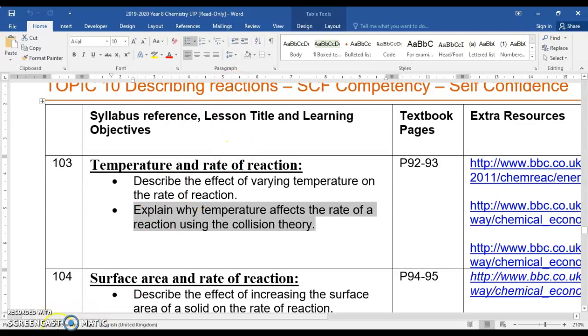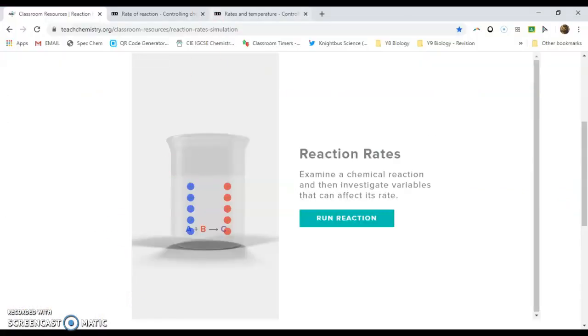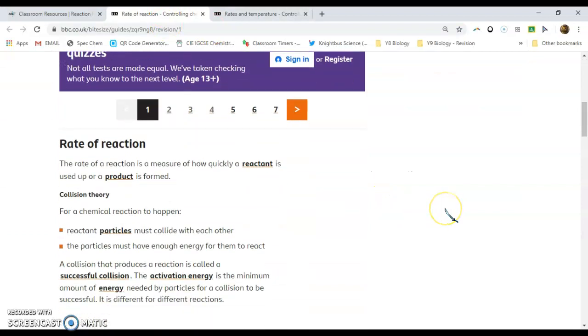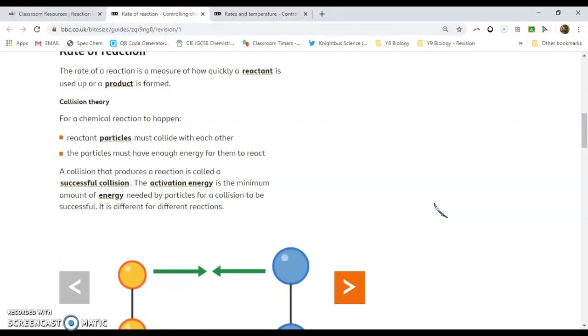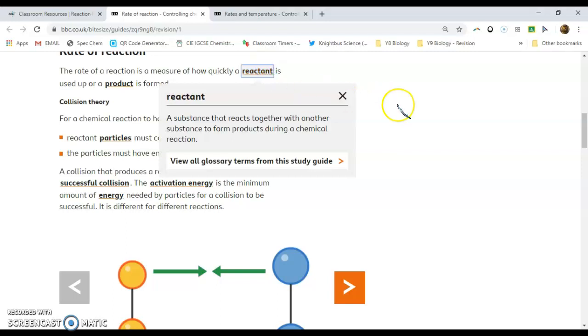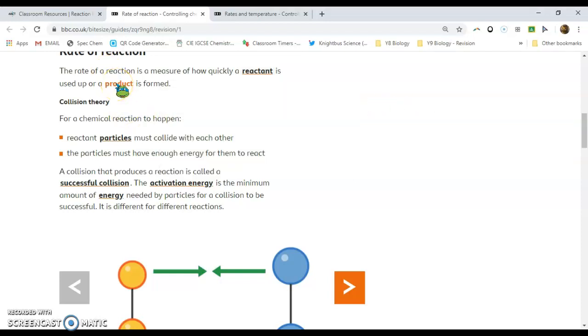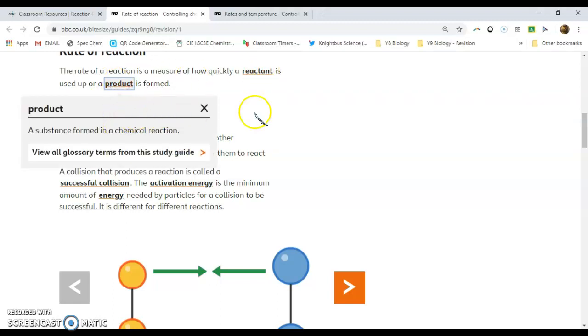So a reaction rate is a measure of how quickly a chemical reactant is used up. That's what you have at the start on the left-hand side of a word equation, or a product forming. So the rate of reaction is how quickly a reactant, which is a substance that reacts together with another substance to form a product during a chemical reaction, is used up, or how quickly you make a new product. That's what you form in a chemical reaction, as a product.